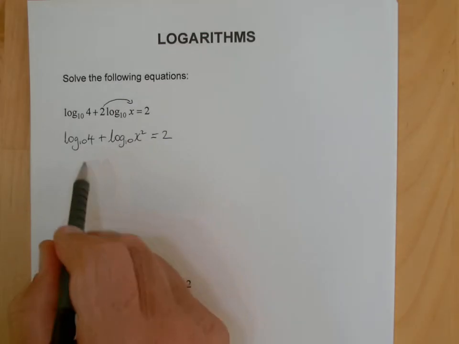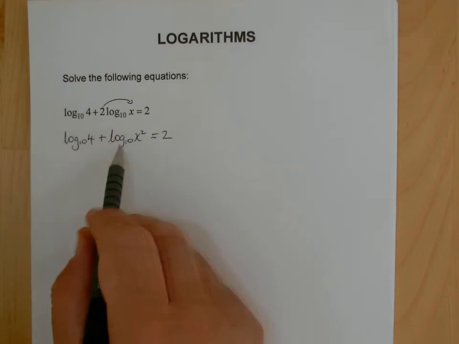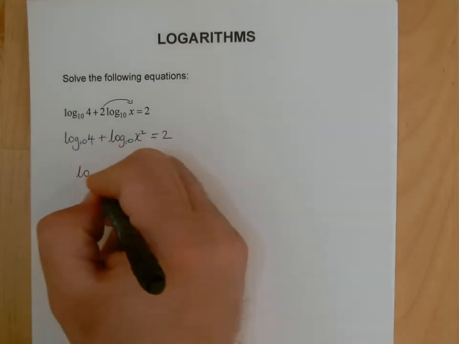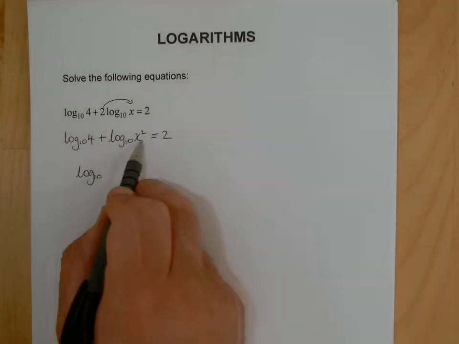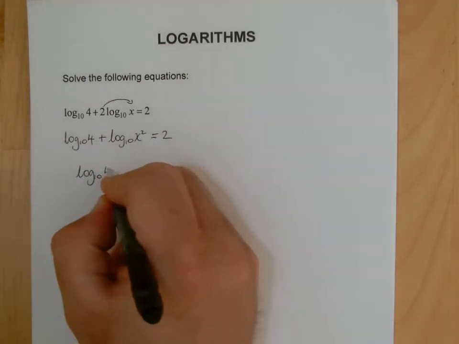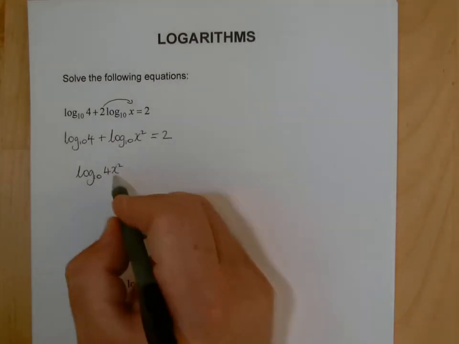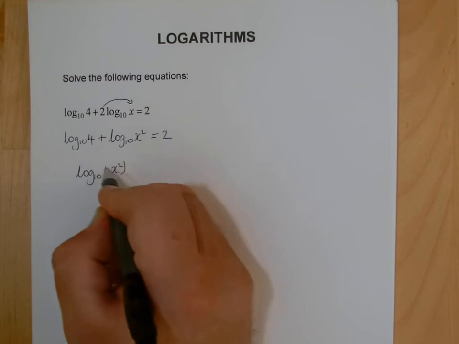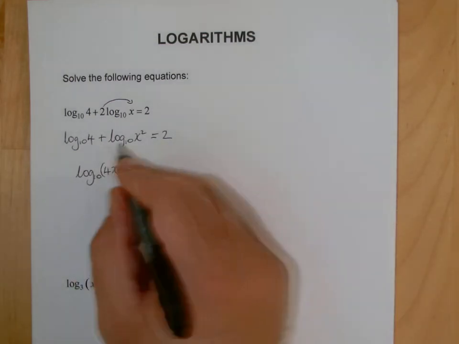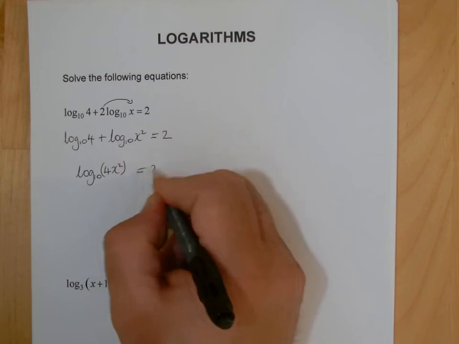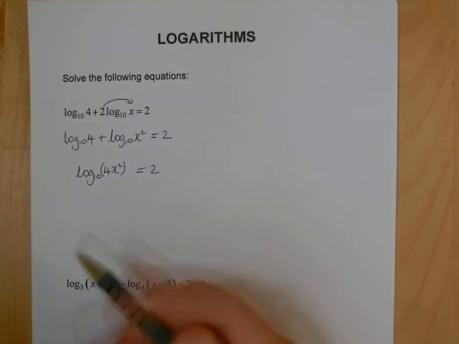Now remember, the objective is to try and write this as a single logarithm. So I can do that now, can't I? I can use the multiplication law. So it'll be log to the base 10, and I can then, of course, multiply these terms together of 4x squared. So it's up to you. If you want to, you can put in the bracket if you find that easier to see. You don't have to. But it's equal to then, I've written this as a single logarithm, and of course it's equal to 2 as I've got here.